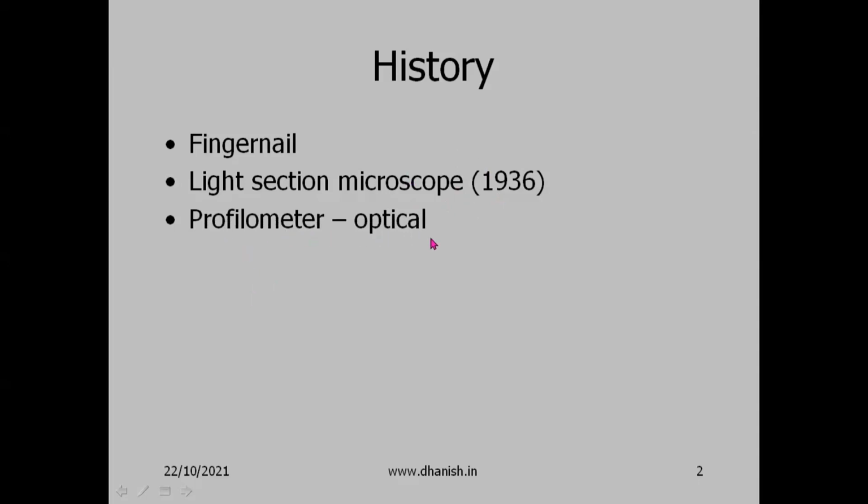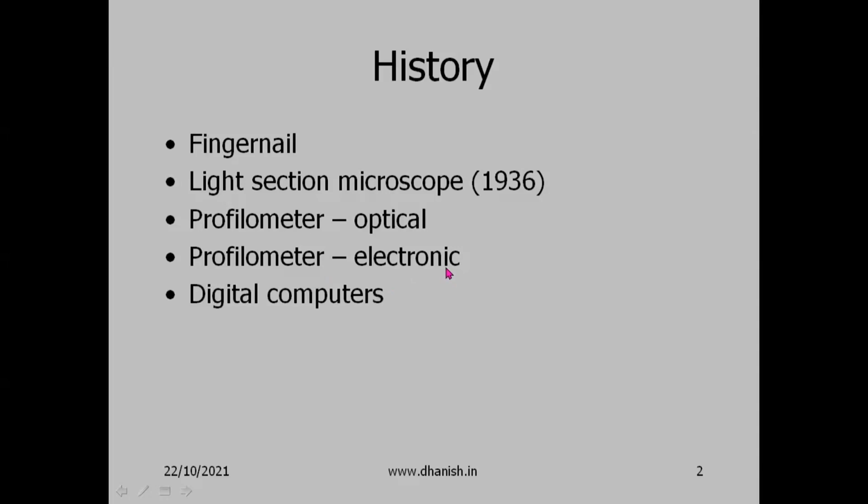Then optical profilometers. Using optical methods and mirrors and all, some instruments were developed long back in the 40s. Then electronics only started making this surface measurement a practical proposition. So electronic profilometers started only with valves, and then transistors made them very small. And now, of course, digital computers have revolutionized surface finish measurement. So this topic can be included either in computer inspection or in simple surface finish measurement, because nowadays surface finish measurement all uses computers.